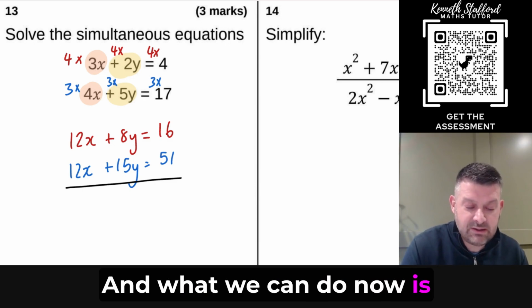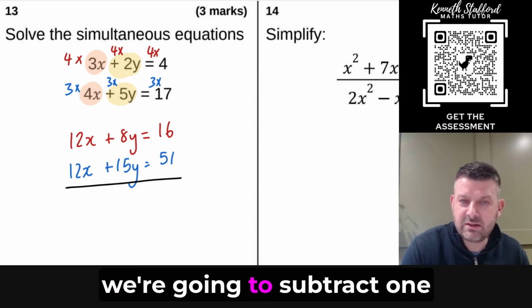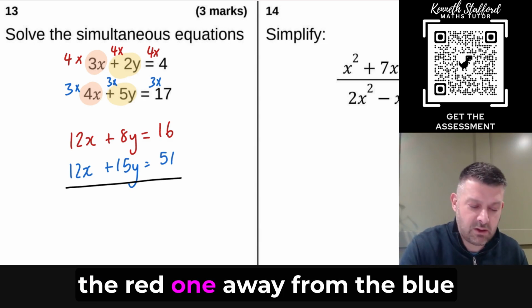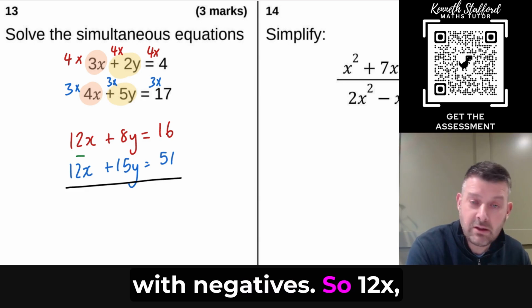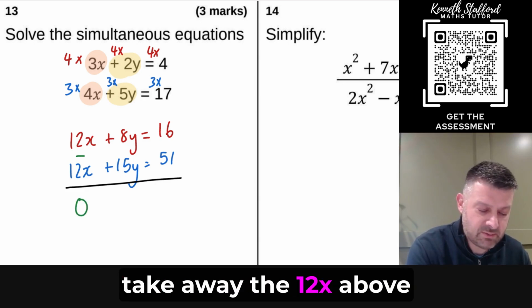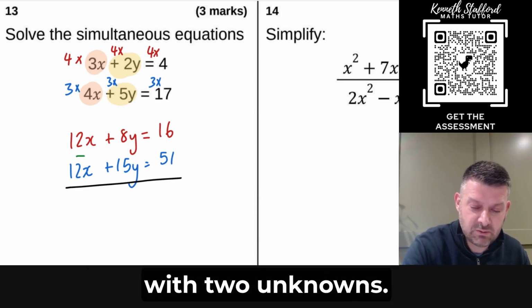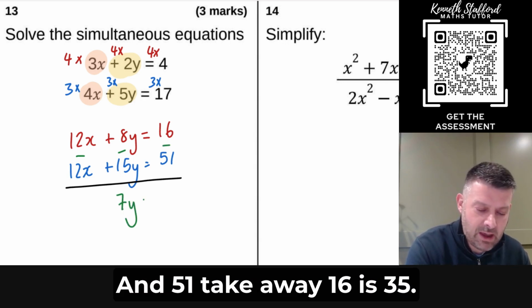And what we're going to do now is, because they've got the same amount of x's, we've got 12x in both, we're going to subtract one equation from the other. I'm actually going to take the top one, the red one, away from the blue one, just so I don't end up with negatives. So 12x, take away the 12x above it is 0. That's the whole point of this. We can't solve an equation with two unknowns. 15y, take away 8y is 7y. And 51, take away 16 is 35.